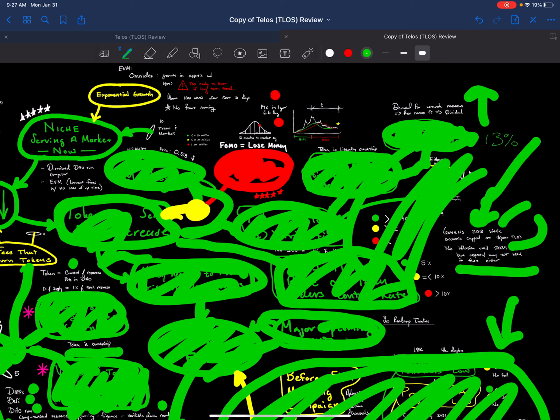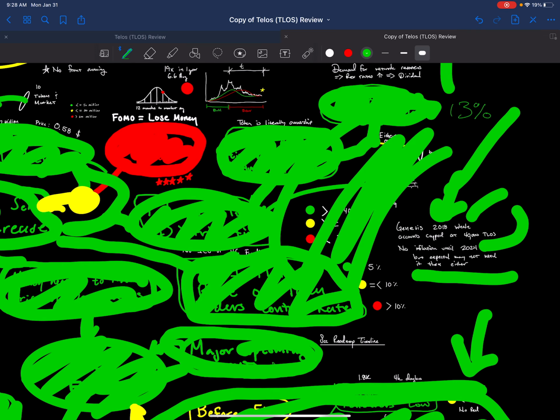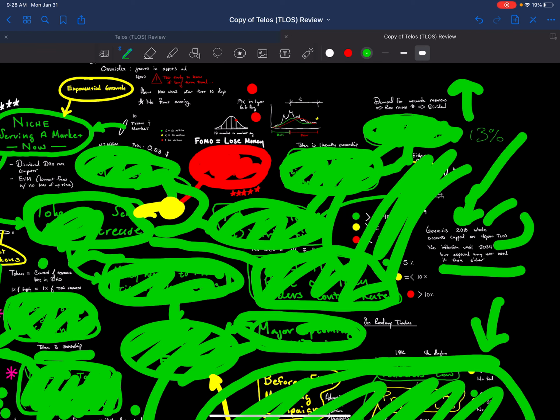Telos is one of those projects that does not have whales because they got rid of all the whale accounts, and they never had a VC. So when you get into Telos, you're actually getting in on a project where there are not people with millions of free tokens that are going to dump on you, which is like Solana. That's another comparison to Solana. This one has a much better distribution.